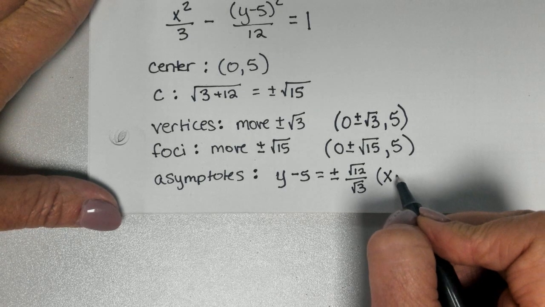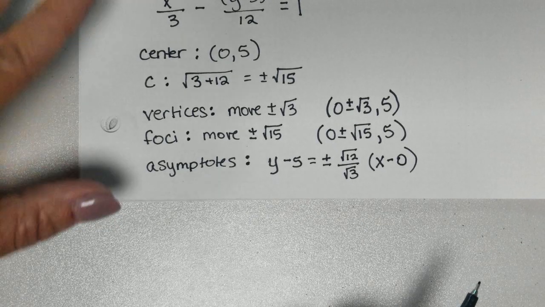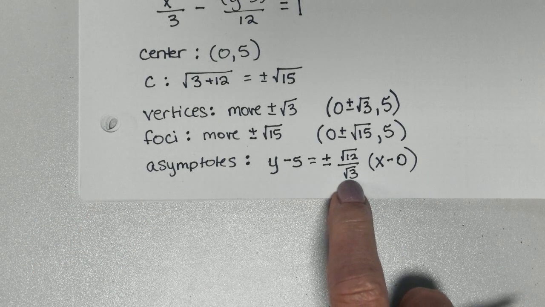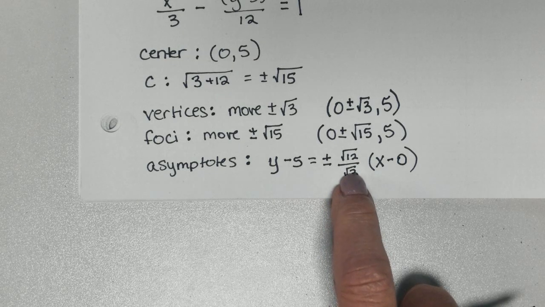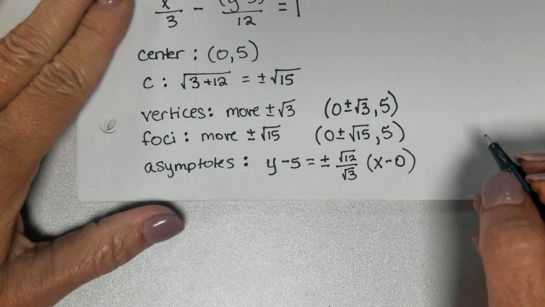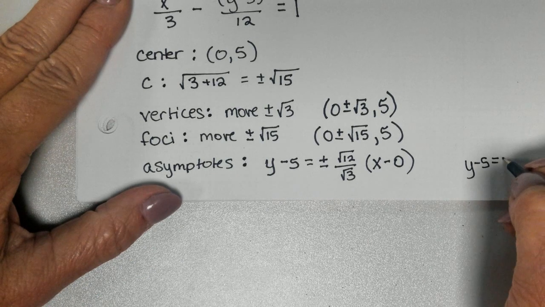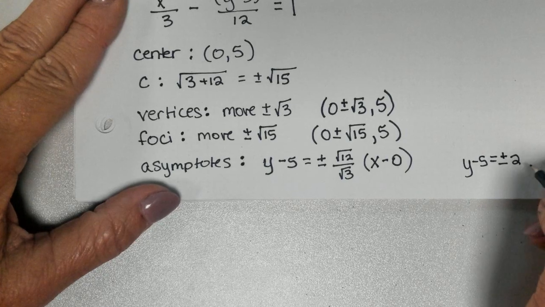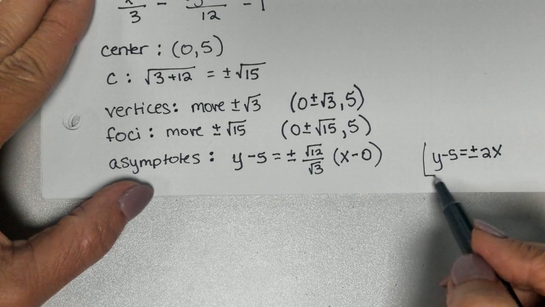x minus 0. Now, this is not good. I don't like this right here. We should clean that up. Since these are both under a radical, what's 12 divided by 3? 4. What's the square root of 4? 2. So this is actually y minus 5 equals plus or minus 2x. And that would be the cleaned up version.